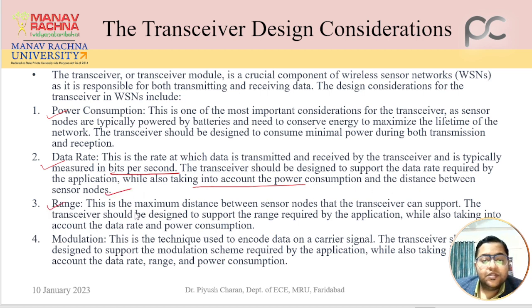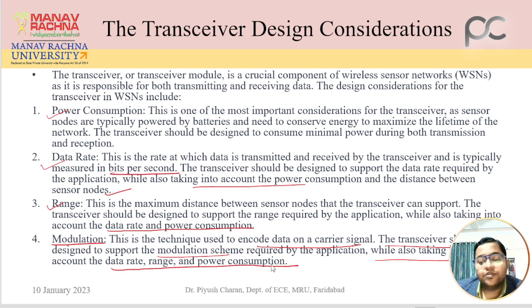Then comes the range. This is the maximum distance between sensor nodes that the transceiver can support. The transceiver should be designed to support the range required by the application, while also taking into account the data rate and power consumption. Then the modulation technique. This is the technique used to encode data on a carrier signal. The transceiver should be designed to support the modulation scheme required by the application, while also taking into consideration the data rate, range, and power consumption.